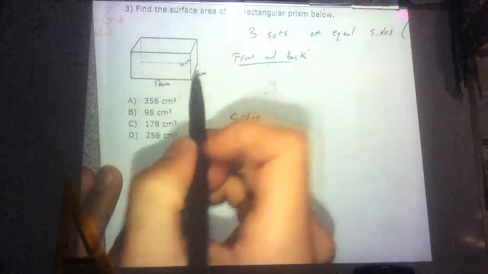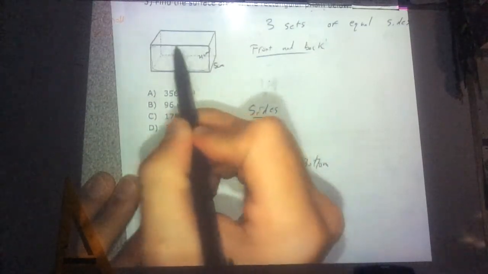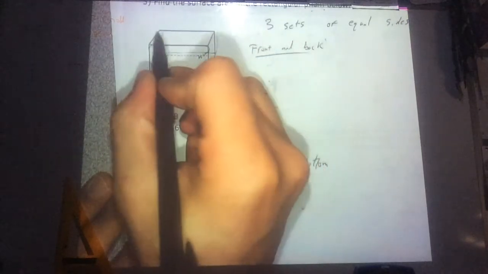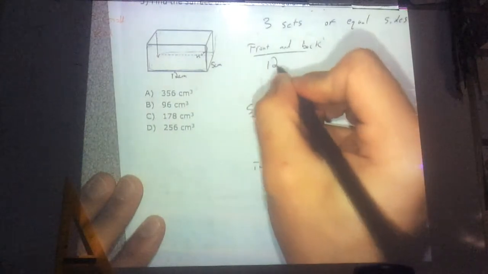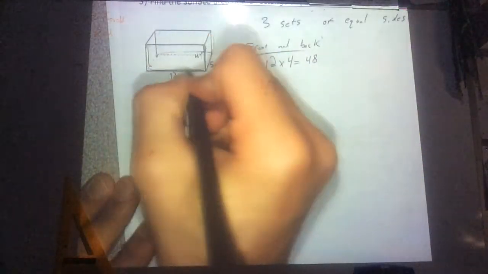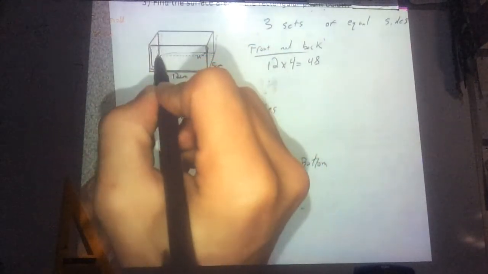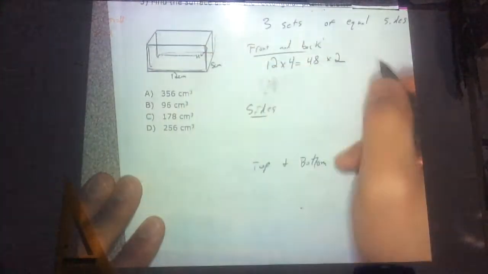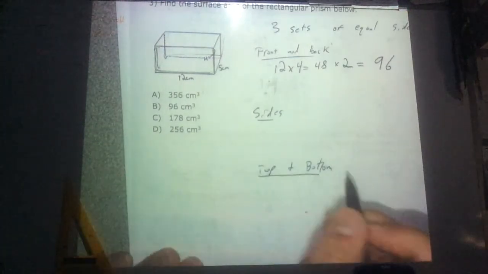So front and back, we'll do this here and this one here. So it's 12 by 4, which equals 48. That gives me the area of 1, but I know that this side right here is equal to this side. So I just need to multiply it by 2, because there's 2 equal sides, which gives me 96. Now we'll do the sides.